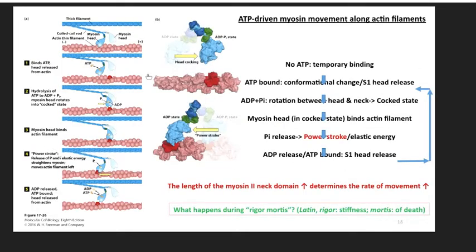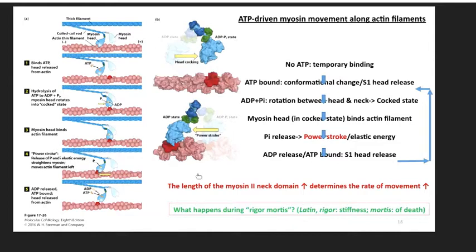This is a very, very important slide in terms of understanding the power stroke and what happens in different scenarios: when there is no ATP versus ATP bound versus ADP plus Pi bound, when exactly the cocked state happens, and when exactly the power stroke happens. The power stroke is due to what, elastic energy. When there is no ATP, what happens? S1 head release. So ADP release, ATP bound, S1 head release. These two happen pretty much simultaneously.